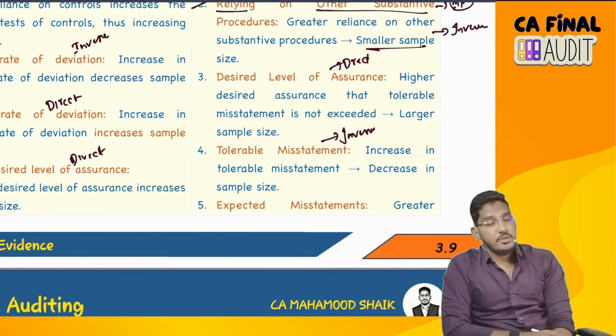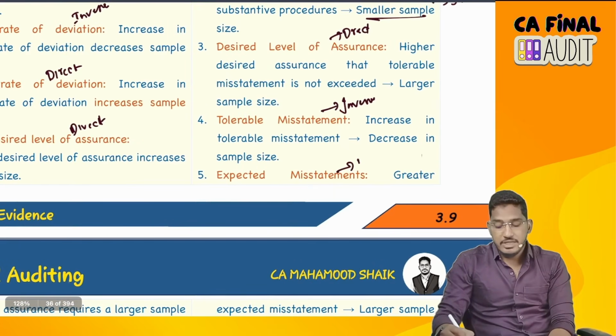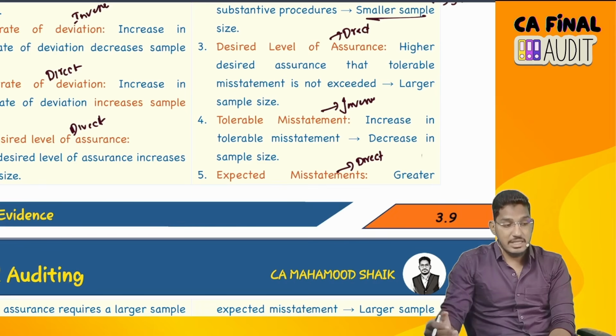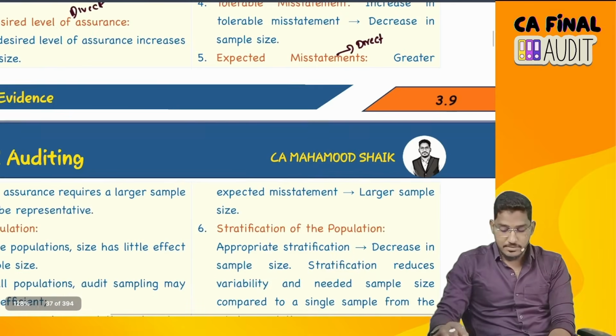If the auditor is willing to tolerate more misstatement, less sample size. If the auditor is willing to tolerate less misstatement, more sample size. It depends on expected misstatement. Once again, it is a direct relationship. If the auditor is expecting more misstatement, bigger sample size. If the auditor is expecting less misstatements, smaller sample sizes.